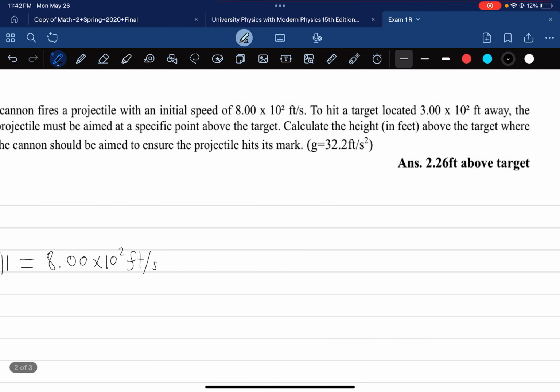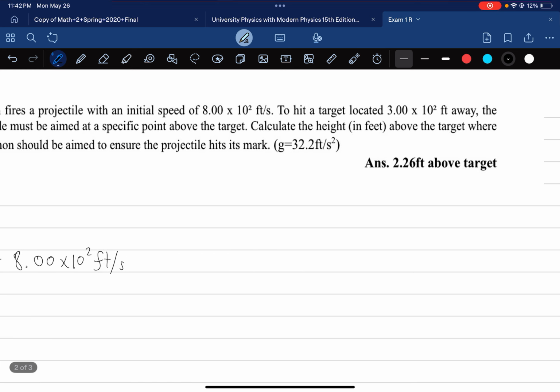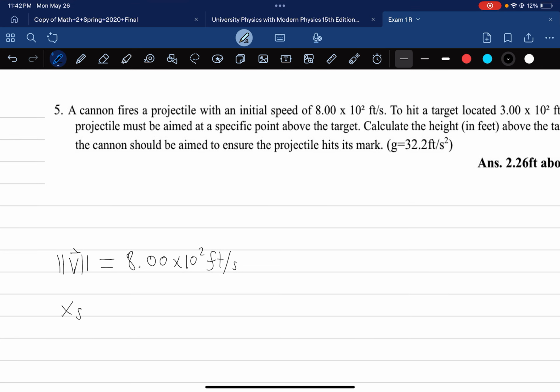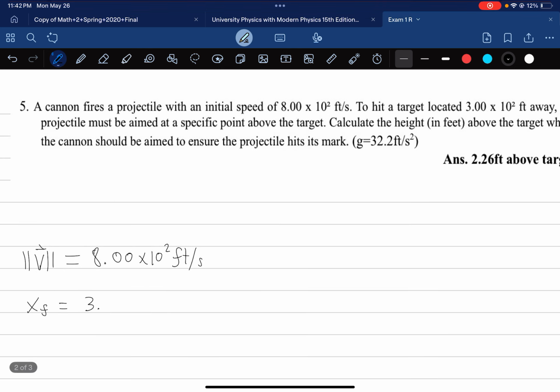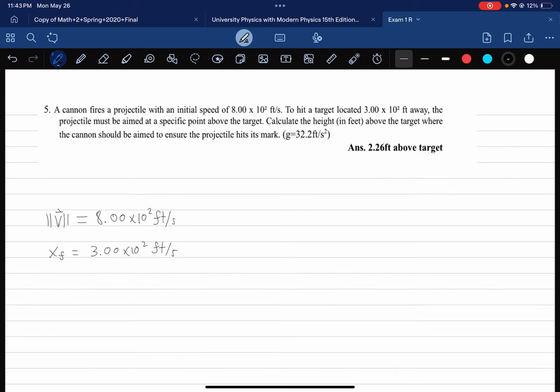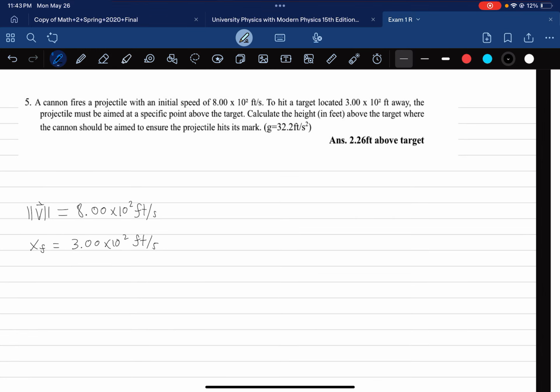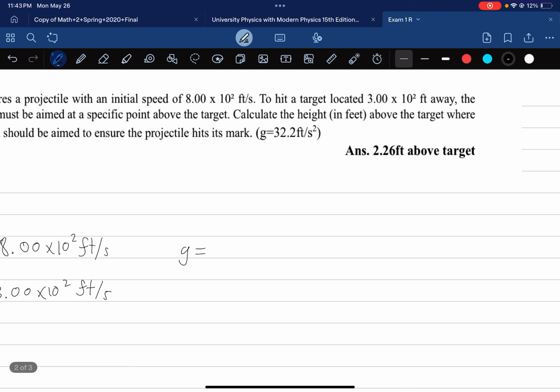And the target, or basically where we want the projectile to land, is obviously in the x direction. It's located 3 times 10 to the 2 feet away. That's the only information that's given, and it also gives us g. Everything's in feet, so it conveniently gives us g in feet per second squared. This is the g we'll be using in our calculation.